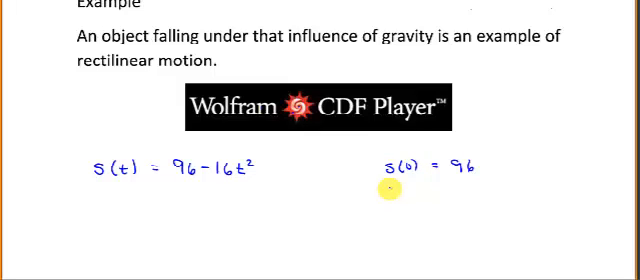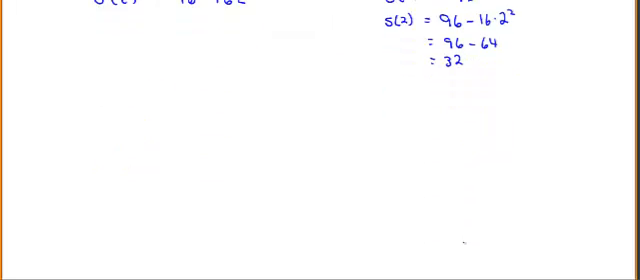S of 2 is going to be 96 minus 16 times 2 squared. That would be 96 minus 16 times 4, which is 64. And notice 96 minus 64 is 32. I think if we looked at that a few minutes ago, we had guesstimated it about 24, but that was a rough guess that we made from a graph. So anyways, this is how the position function works.